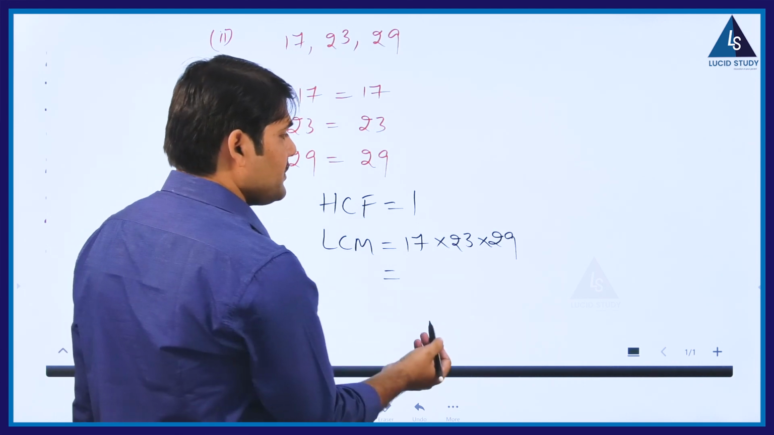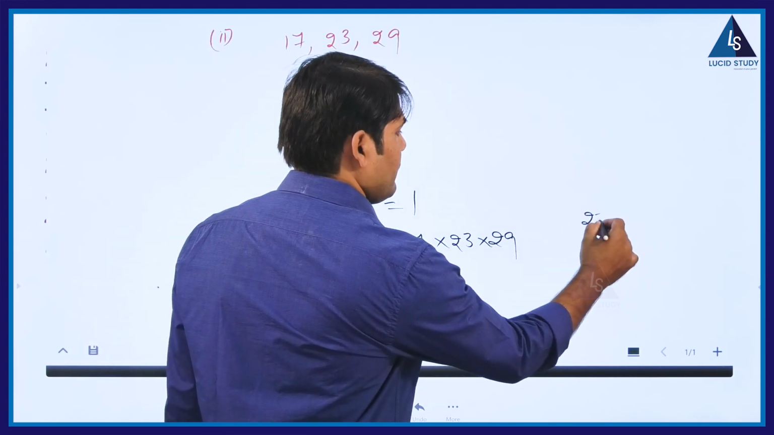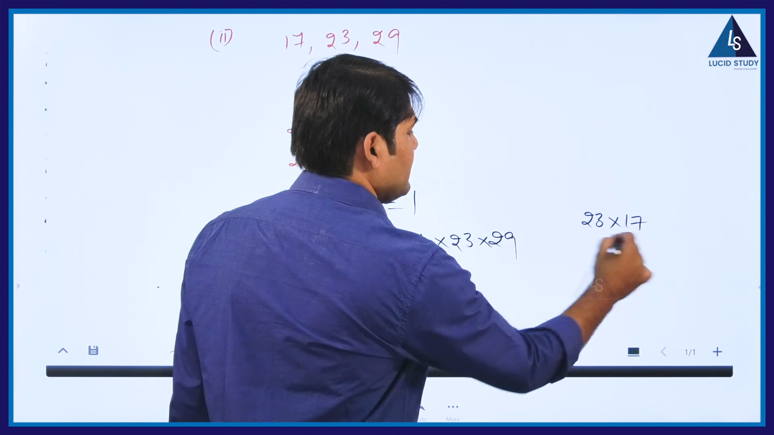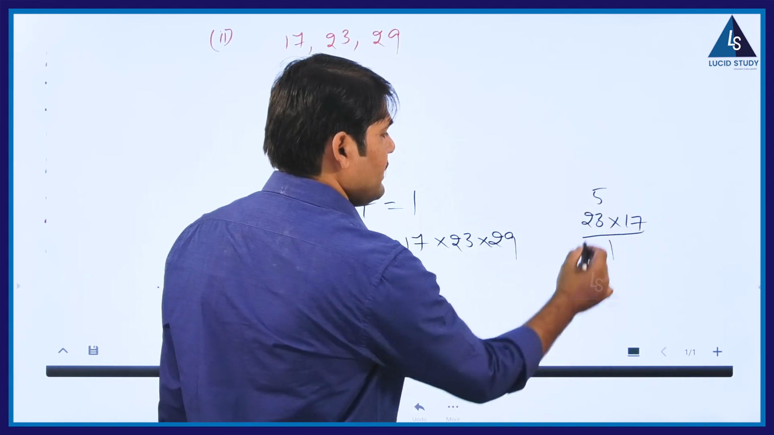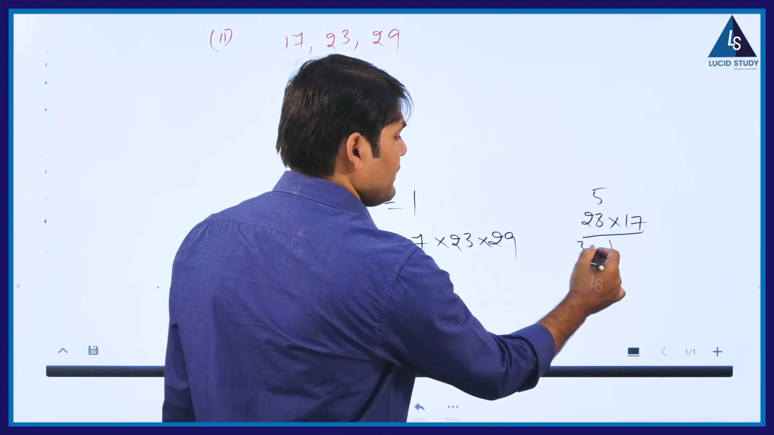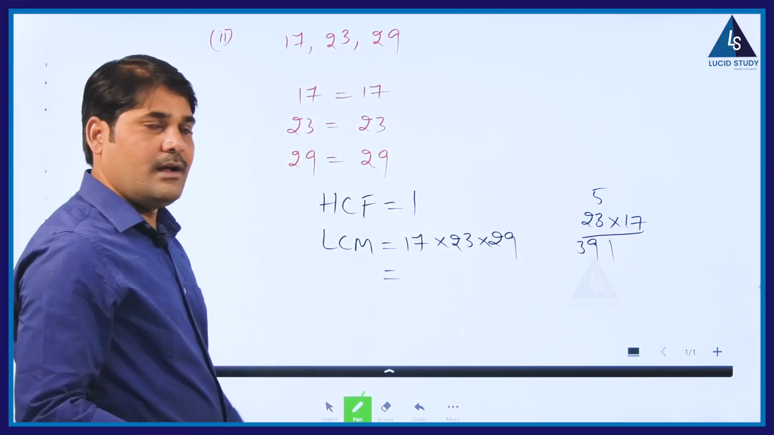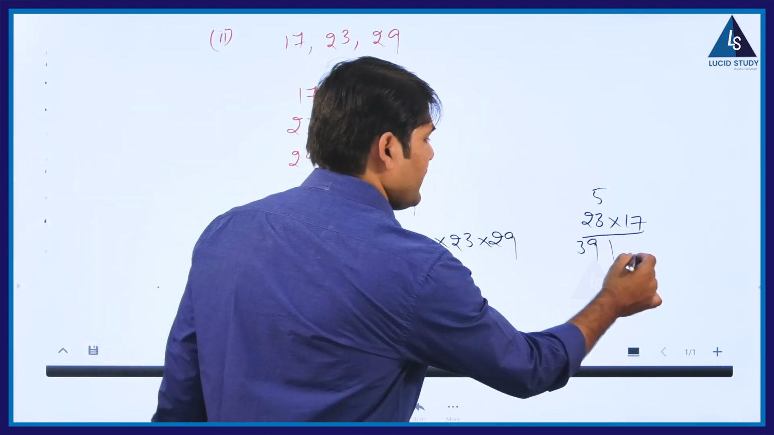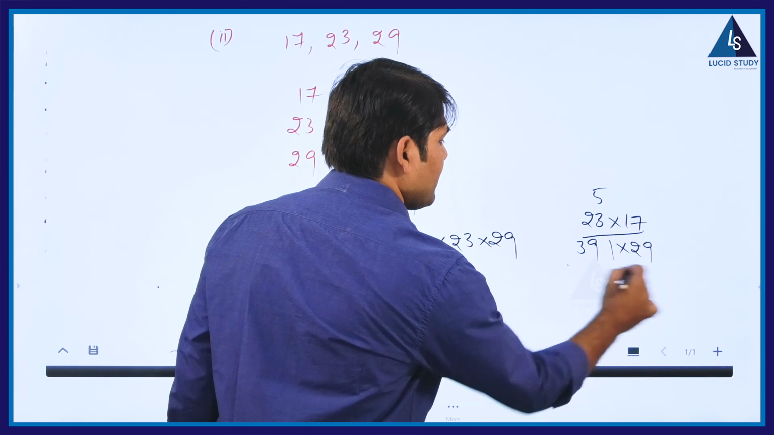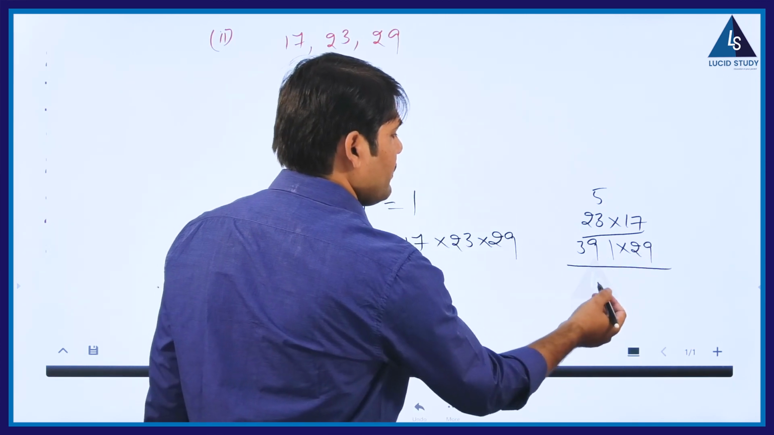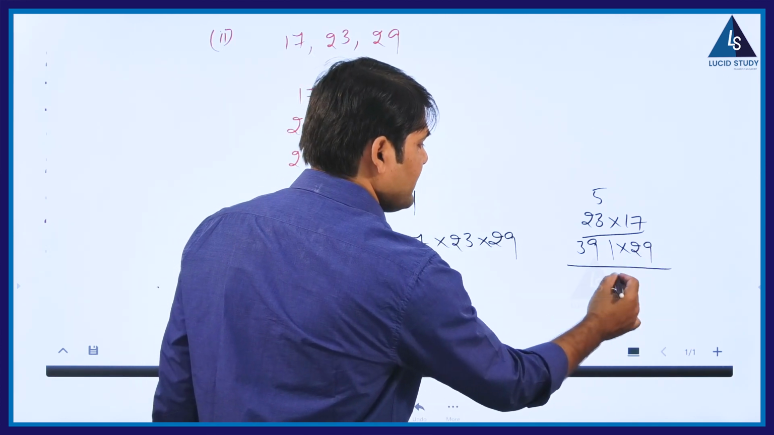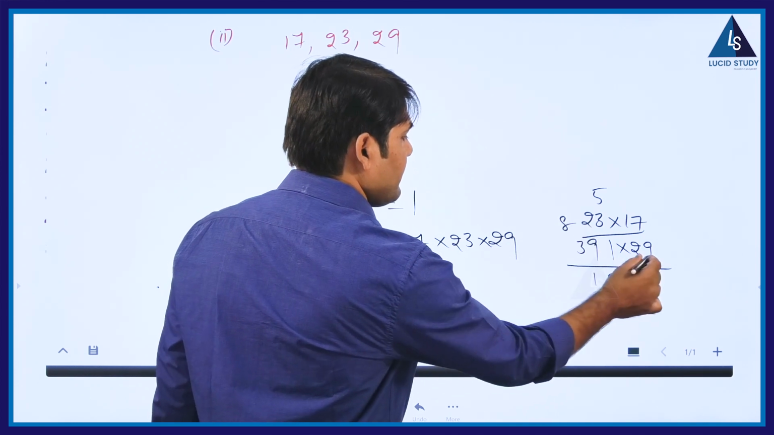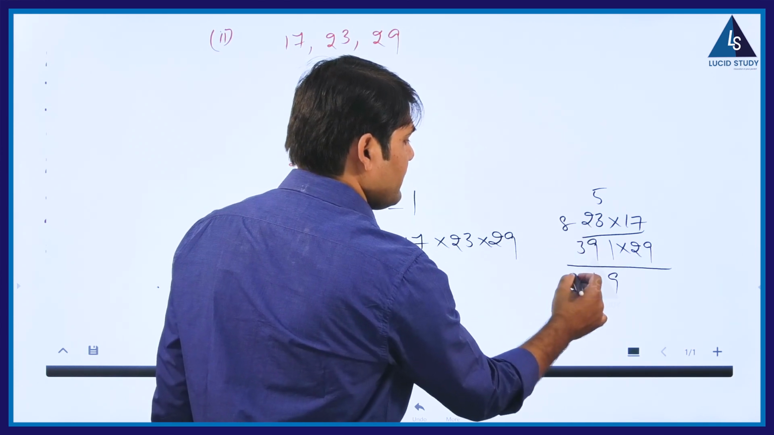So multiply 17 into 23 first. 23 into 17. 17 3s are 51 and 17 2s are 34 and 39. 391. After that we need to multiply with 29. Directly we cannot do. 9 1s are 9. 9 9s are 81. 9 3s are 27. 35.